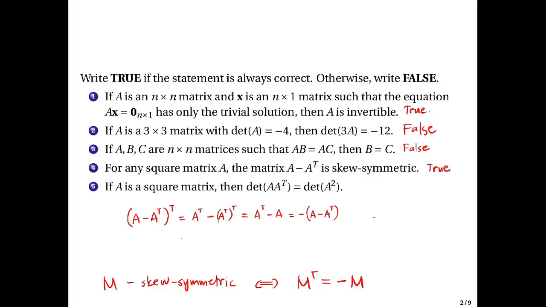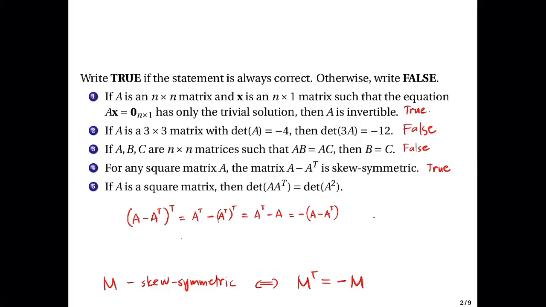Next, if A is a square matrix, then the determinant of A transpose is equal to the determinant of A squared.